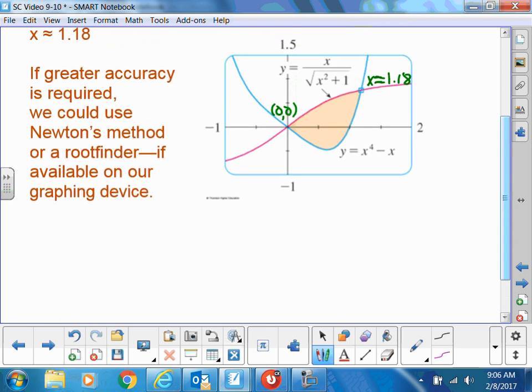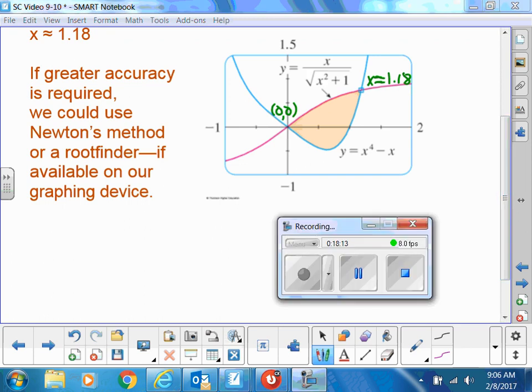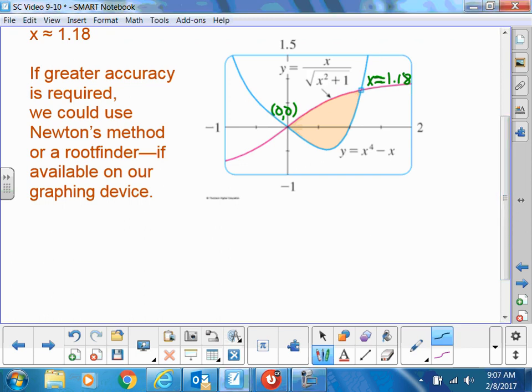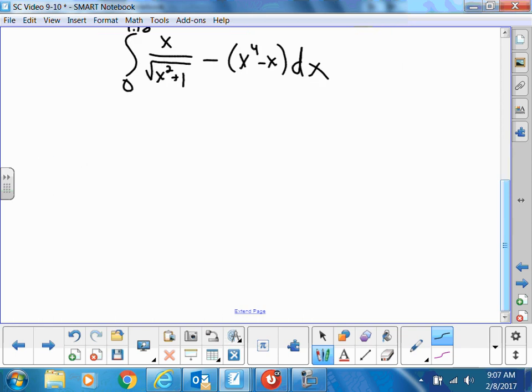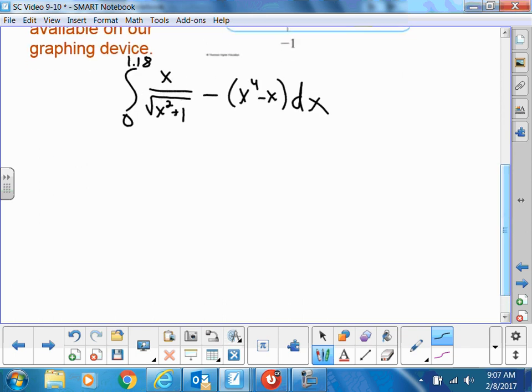So we've got to consider which one is top and which one is bottom. We're going to be going from 0 to 1.18. Our top function is x over square root of x squared plus 1, minus our bottom function, which is x to the 4th minus x, and then dx. So setup, not terribly crazy. Actually evaluating the integral, a little bit more challenging.